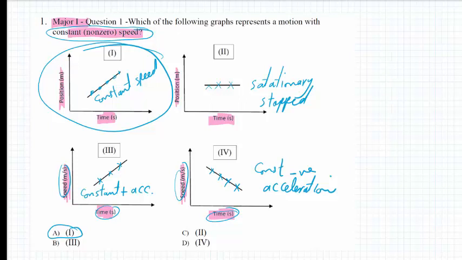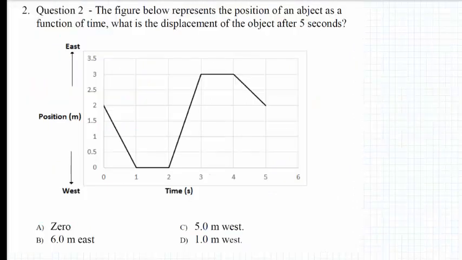This question: the figure below represents the position of an object as a function of time. What is the displacement of the object? So he's asking about the displacement of the object after 5 seconds. So this is a position versus time graph.